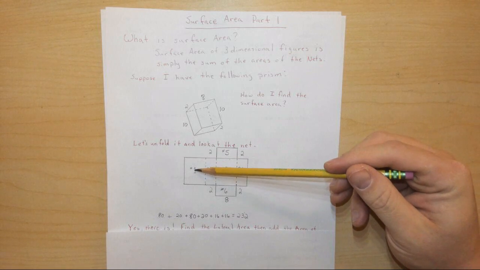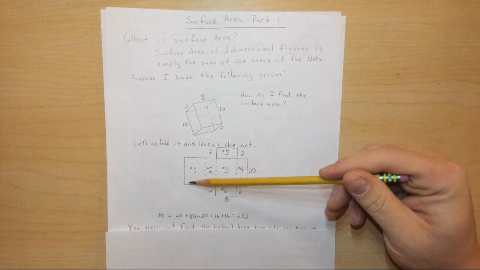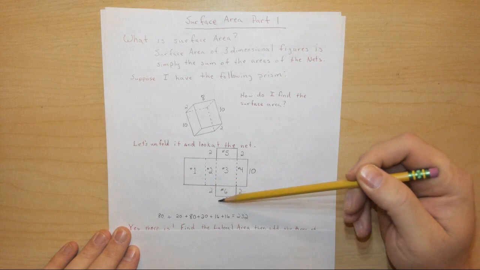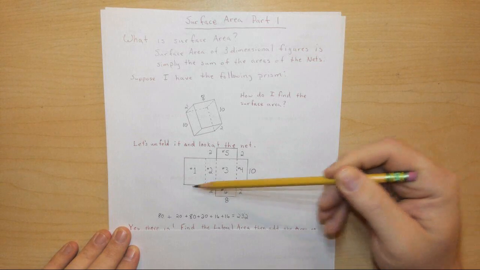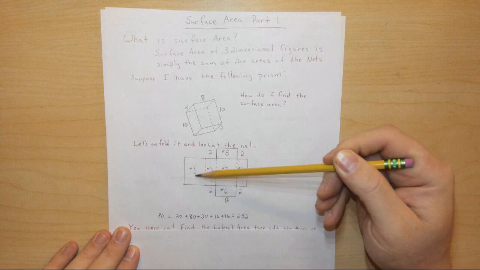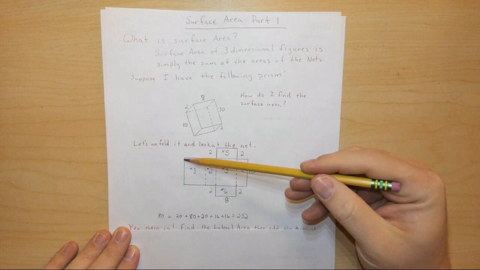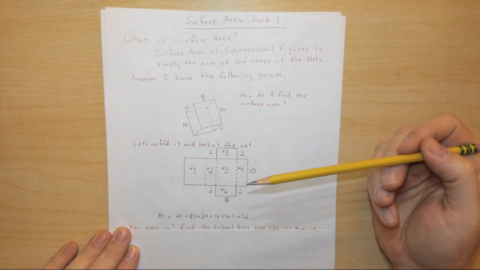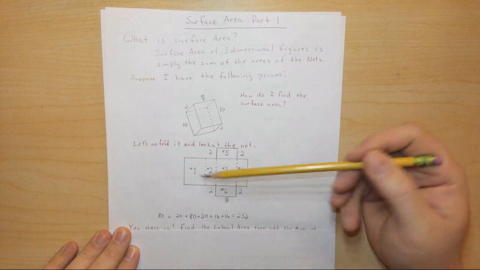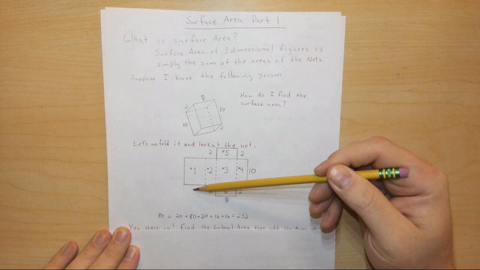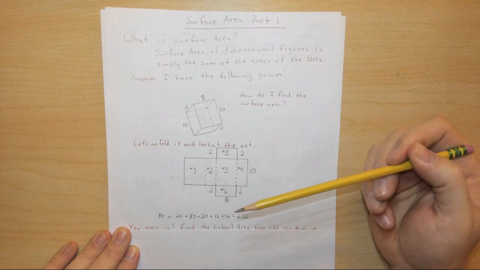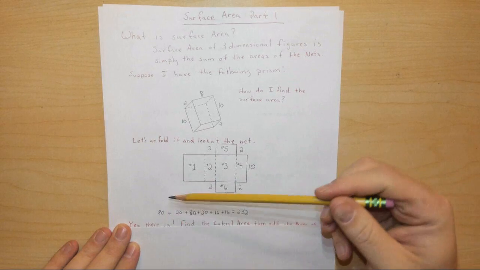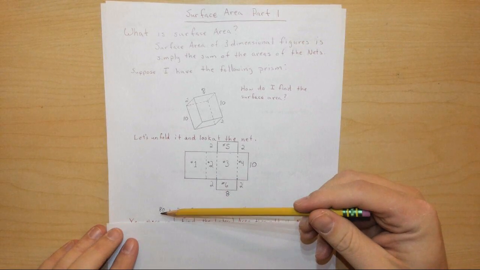So for the first part here, since this piece is 8, I know that because here it's 8, and when it's unfolded this is the same thing, and then the height is 10. To find the area of any rectangle or quadrilateral, I just multiply the length times the height, so 8 times 10 gives me this 80 right here.